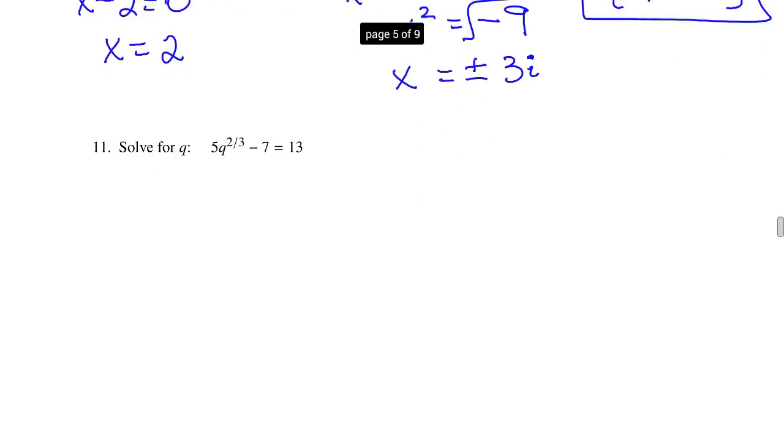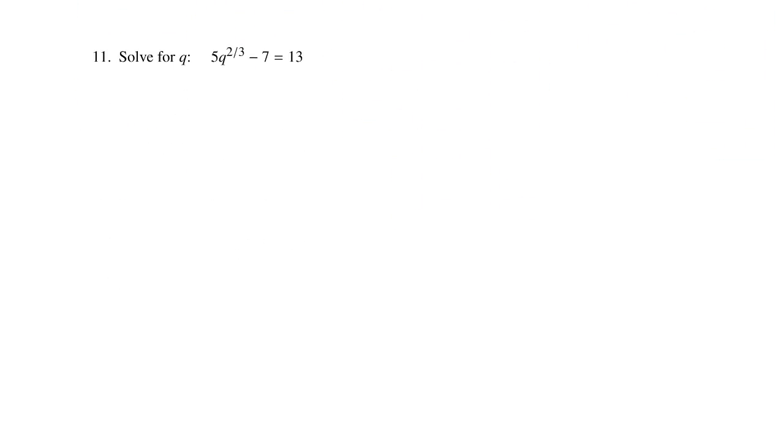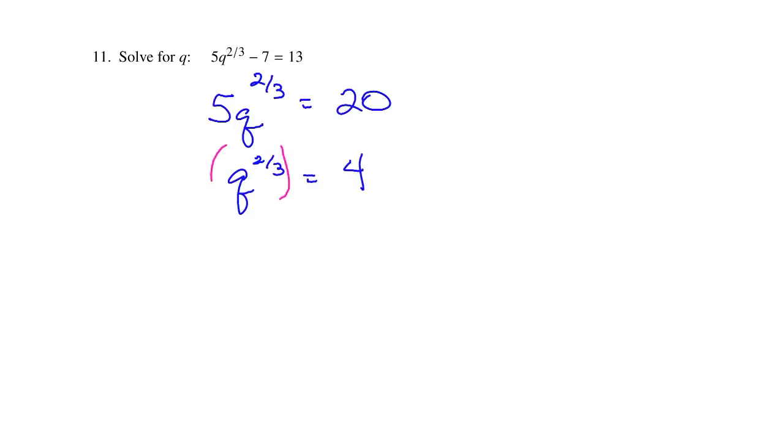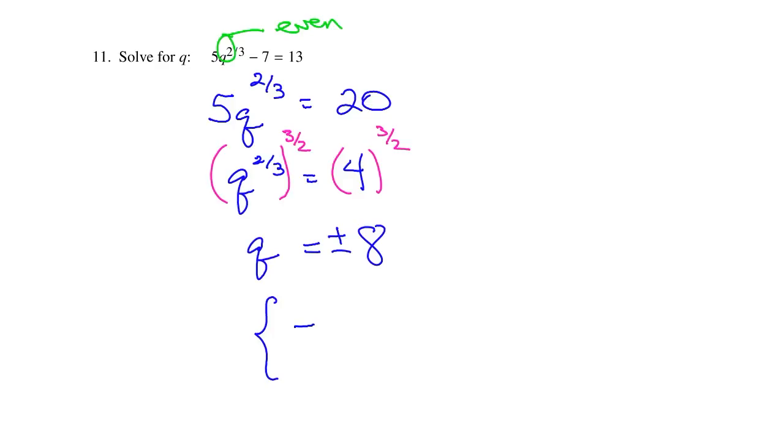Alright, let's look at question 11, solve for q. So I'm going to move the 7 to the right, that adds to 13 and gives me 20. Divide both sides by 5, that gives me 4. Raise both sides to the reciprocal of this power, which is 3/2. That leaves me with q, and if you plug in 4 raised to the 3/2 in the calculator, you get 8. Because the original power was a 2, and that's even, we need to use plus or minus on our answer. So the solution set is plus or minus 8.